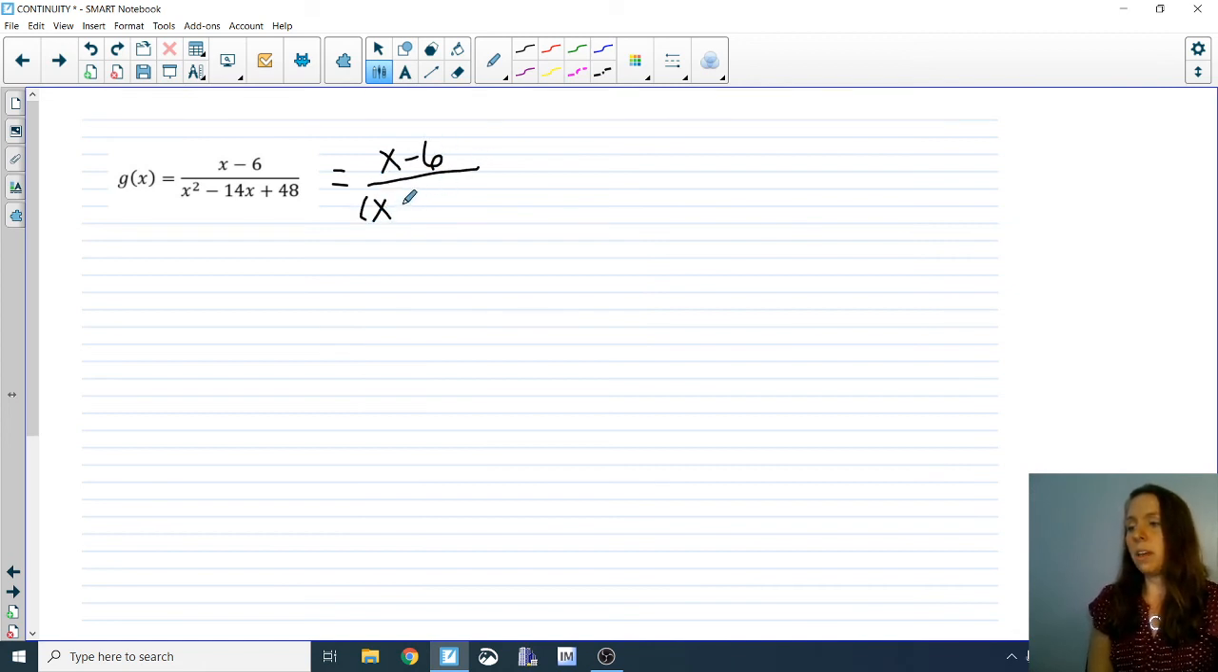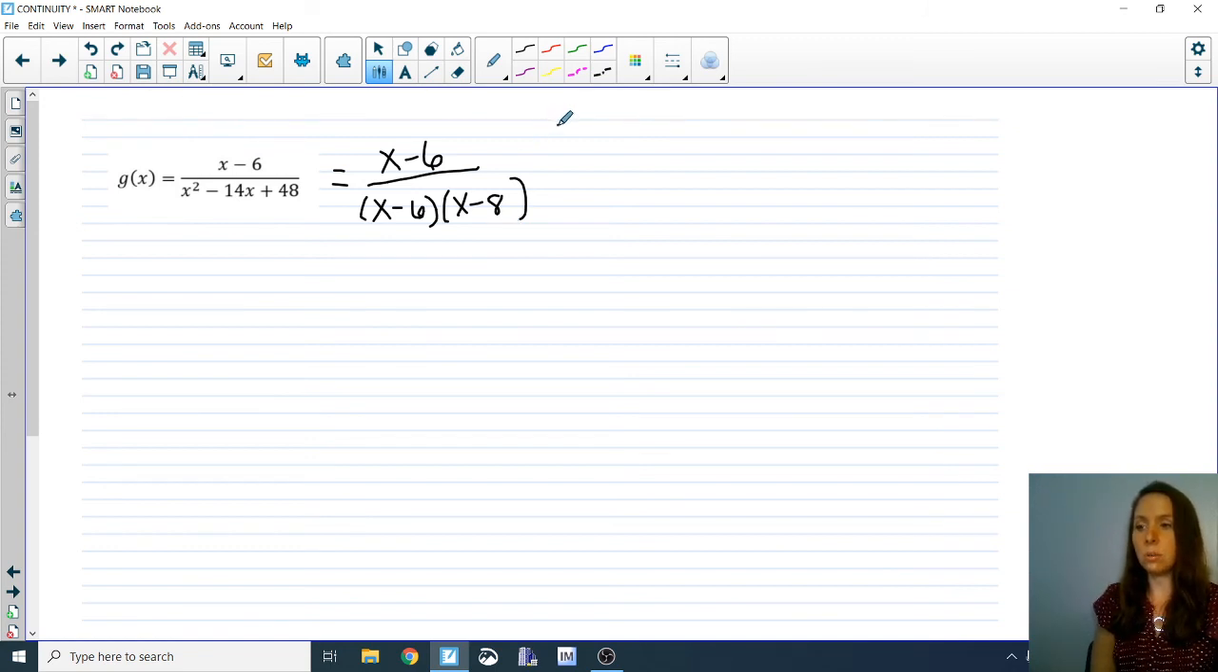Okay, let's think about this. Numbers that multiply to positive 48 and add up to negative 14. That would be negative 6 and negative 8. Now, before you do anything else, stop there. We just wanted to look at the denominator in factored form to determine our restrictions.